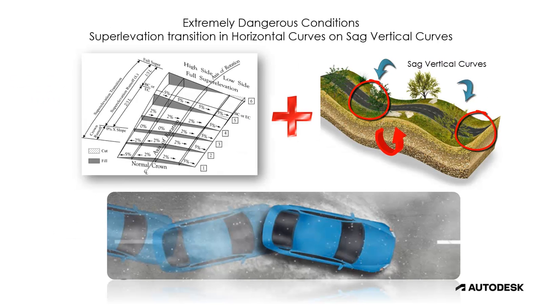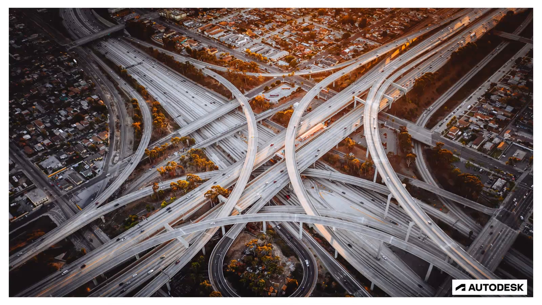When a superelevation transition coincides with a sag vertical curve, an extremely dangerous condition occurs as water starts to pond on the road, generating conditions for hydroplaning. These areas are very hard to identify and often neglected even with BIM and 3D models, especially on complicated projects.